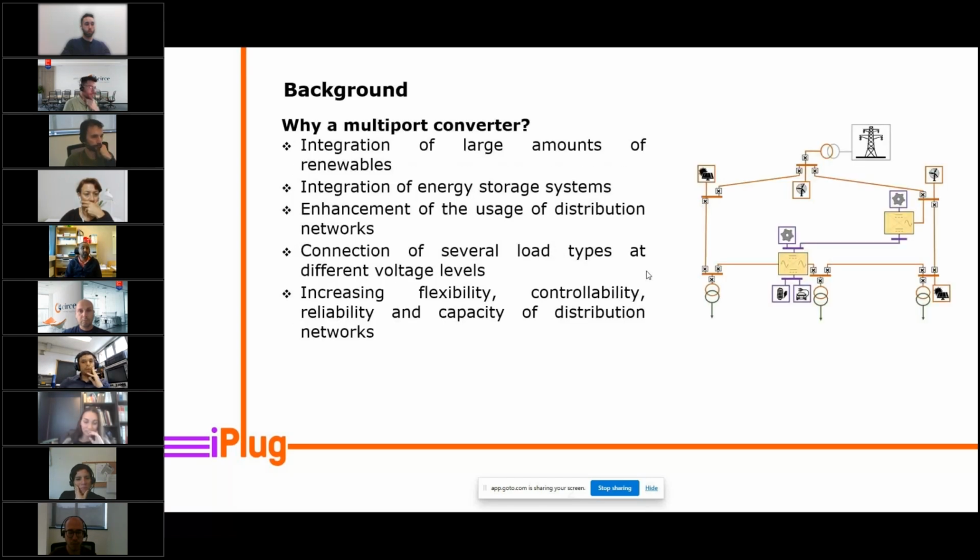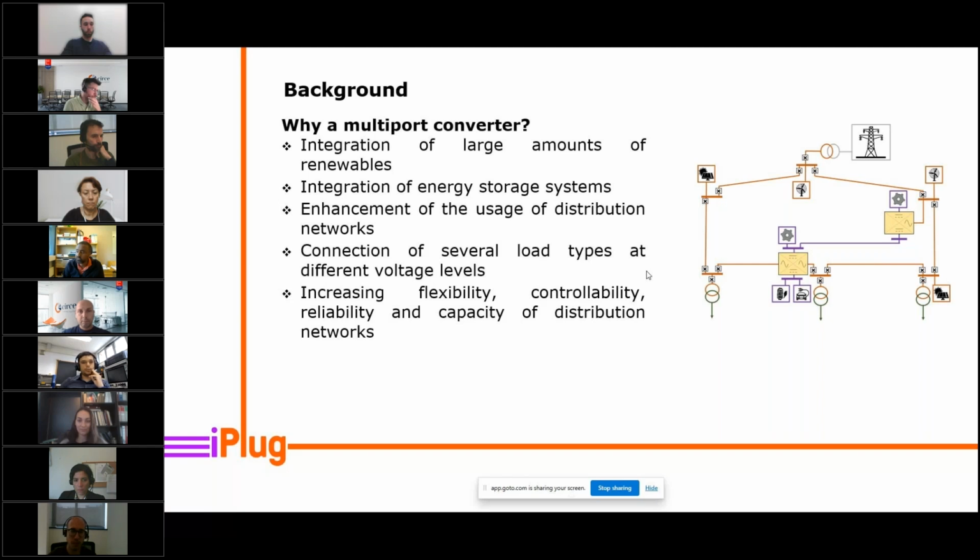So if I talk about why multiport converter, I think Mark and Antonio covered it. We need converters anyway to interface a large amount of renewables, energy storage, and provide services to the grid and all of these functionalities. And why multiport? Because it provides a concise and integrated solution where we can create some flexibilities.